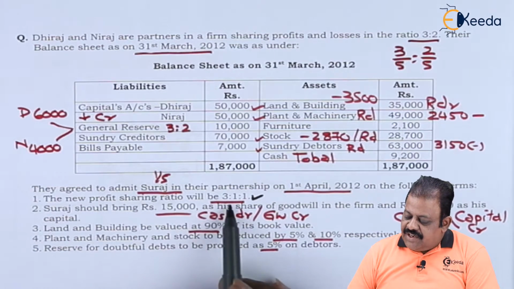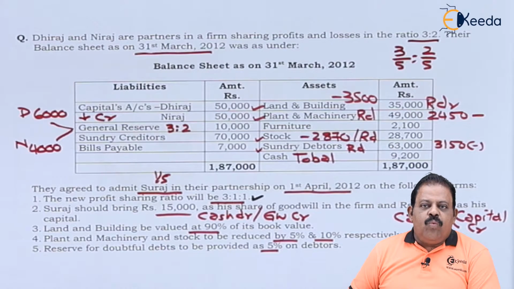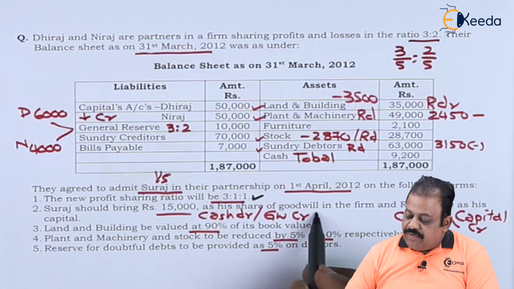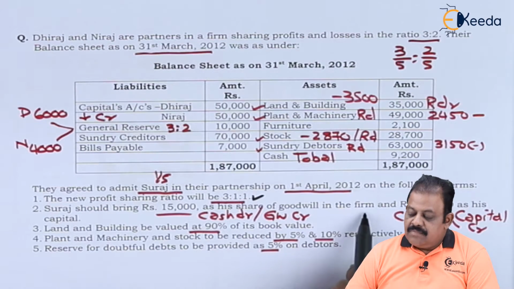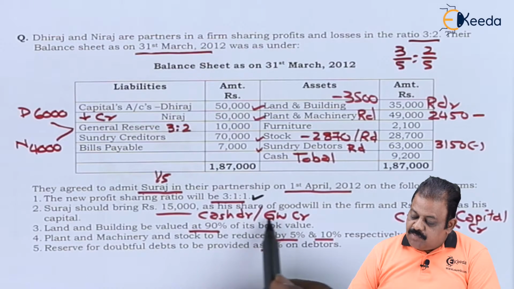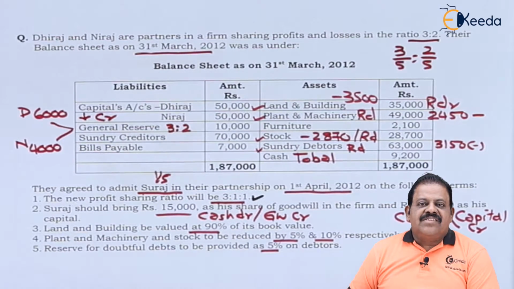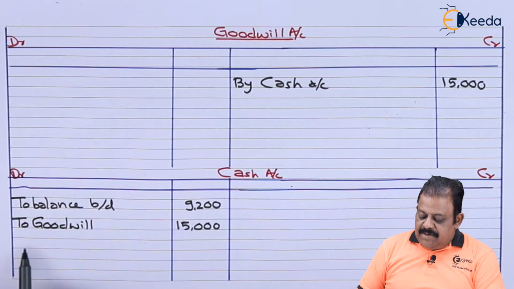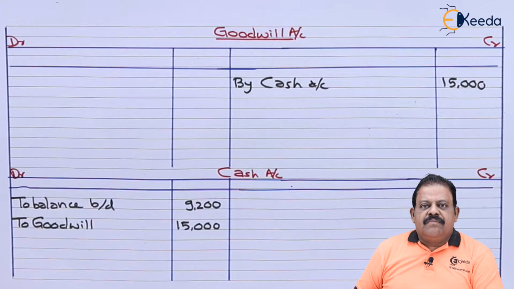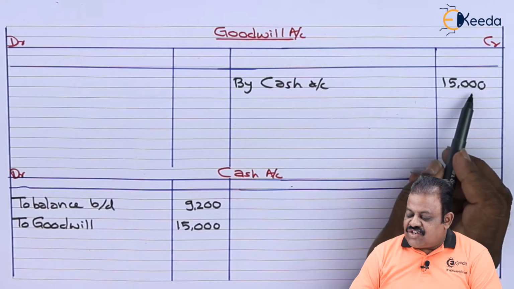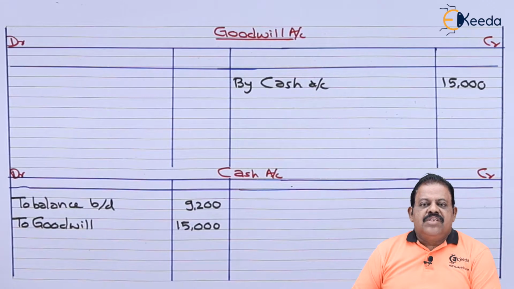The new profit sharing ratio will be 3:1:1. Suraj should bring 15,000 as his share of goodwill in the firm. Now this amount is brought in cash, 15,000. So the entry is cash account debit to goodwill account. Cash account debit side to goodwill 15,000. This will have an effect in the goodwill account on the credit side by cash 15,000. This is for goodwill brought in cash.